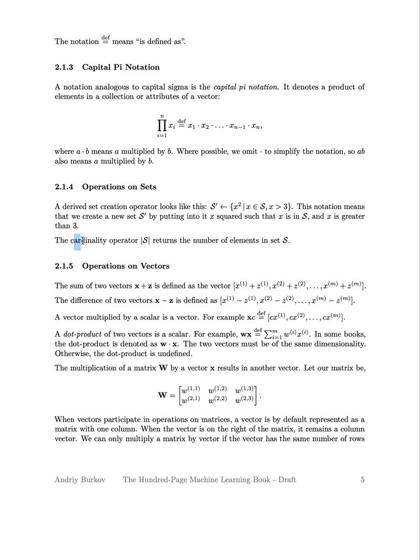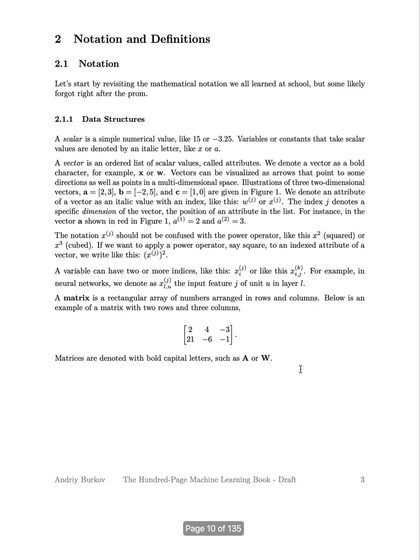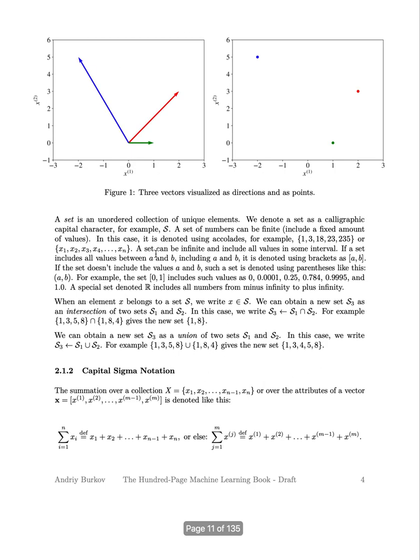You can see these two vertical bars or sticks. This is a cardinality operator. It will simply return the number of elements in set S. So for example, in the set S3 which we made, which had these values 1, 3, 4, 5, 8, if we use a cardinality operator, adding the two bars, we would get 5 as the result because it has 5 elements in it.